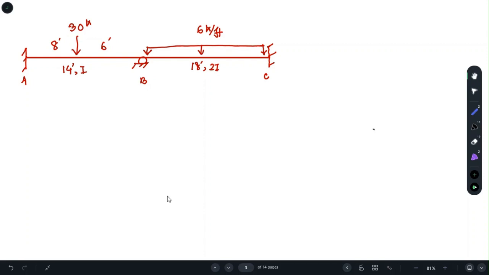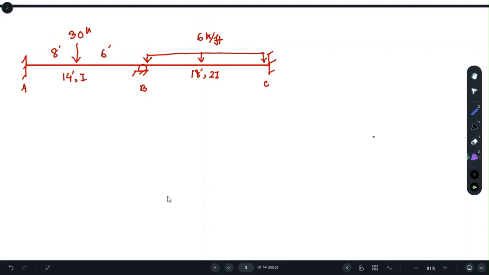Now we'll have to do another thing, that is we'll have to apply a displacement. For that, we can apply one displacement, which is rotation. If we change the support to a fixed support and rotate it anti-clockwise this way, we'll see the support like this.